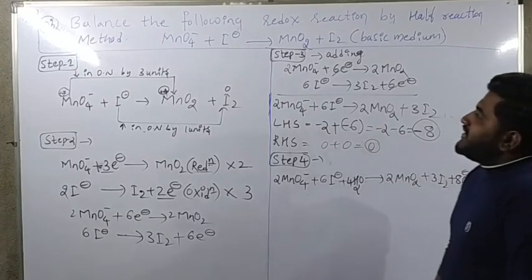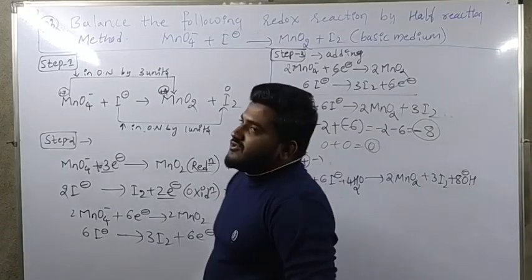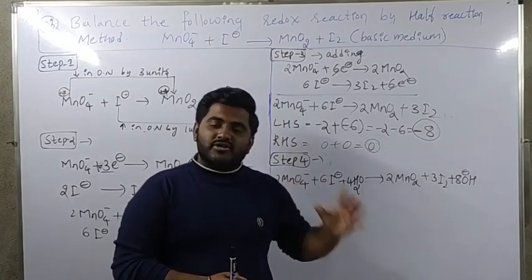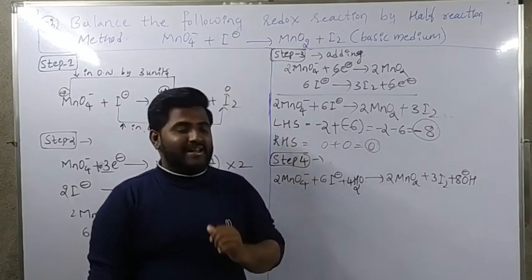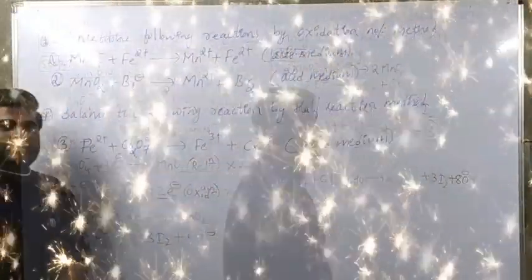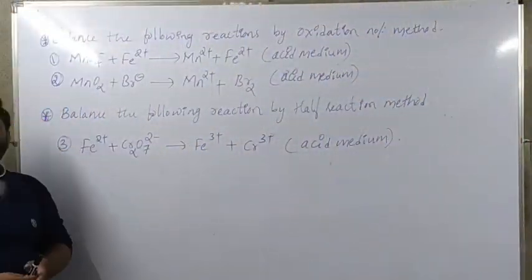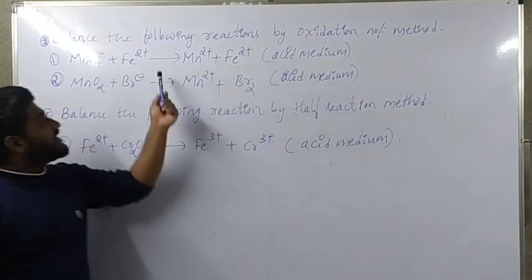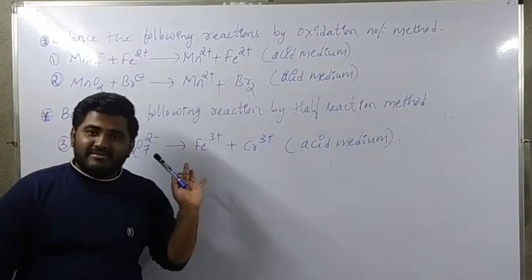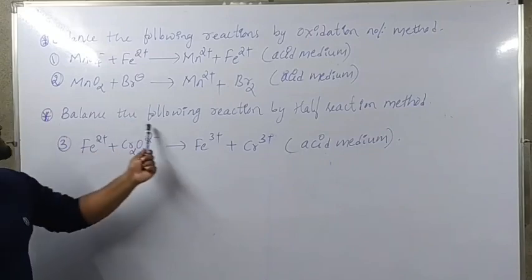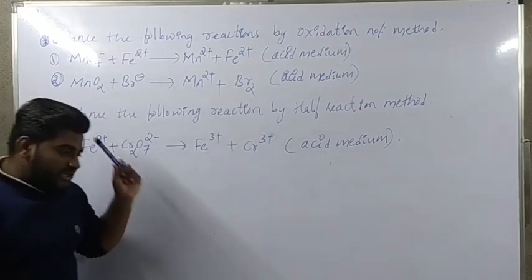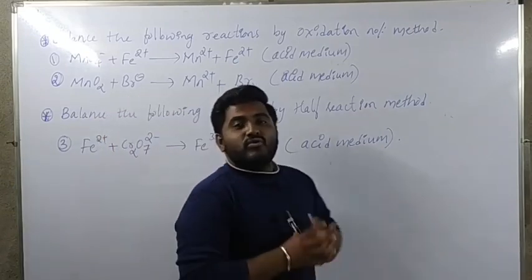Yes. Now this is regarding question number 3. So I will give you 3 questions as homework. Balance the following reaction by oxidation number method. Both the reactions are given in acid medium only. Third one, balance the following reaction by half reaction method in acid medium. So these 3 questions you have to do as homework.